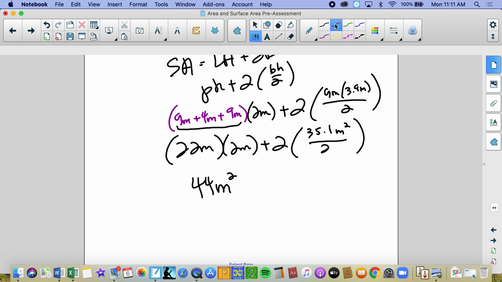Let's do a little saving of time. 2 is in the numerator, 2 is in the denominator. They're going to cancel to make 1. So that leaves me with 35.1 meters squared. And 44 meters squared plus 35.1 meters squared gives me 79.1 meters squared. That didn't look like a point.